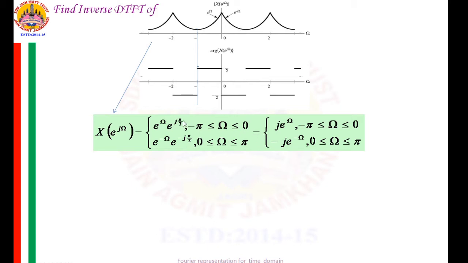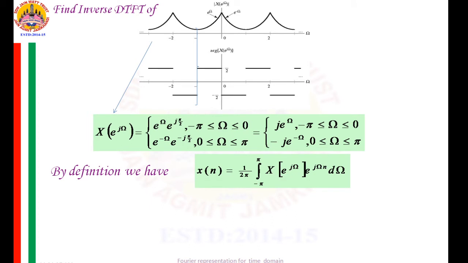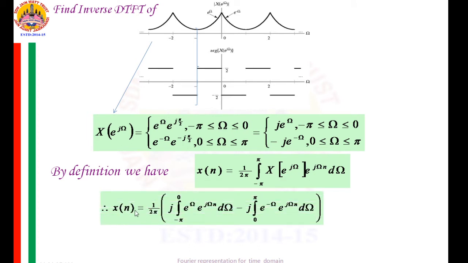So, e raised to j pi by 2 can be written as j, e raised to minus j pi by 2 can be written as minus j. Therefore, for omega varying from minus pi to 0, this is j e raised to omega, and from 0 to pi it is minus j e raised to minus omega. So, now substituting this in the IDTFT expression and obtaining x[n] from this. So, x[n] is equal to 1 upon 2 pi, j is constant, take it outside of the integration, minus pi to 0, e raised to omega, e raised to j omega n d omega, minus j integration 0 to pi, e raised to minus omega, e raised to j omega n d omega.